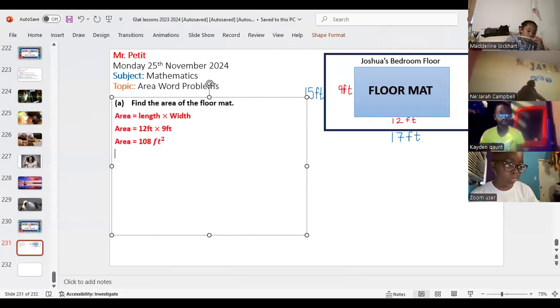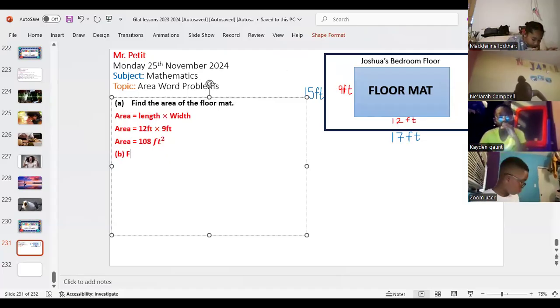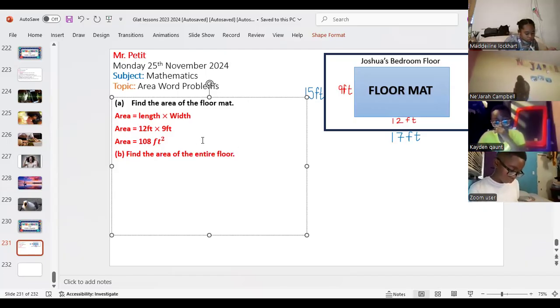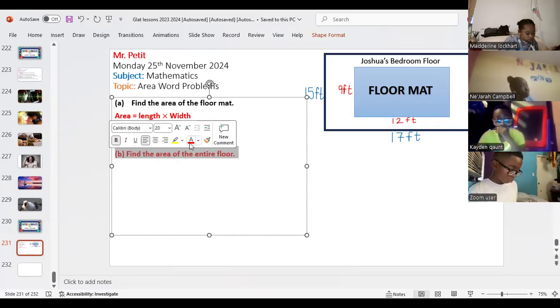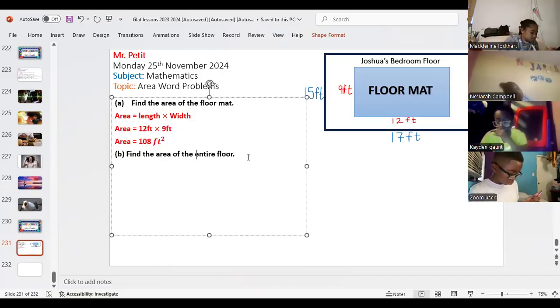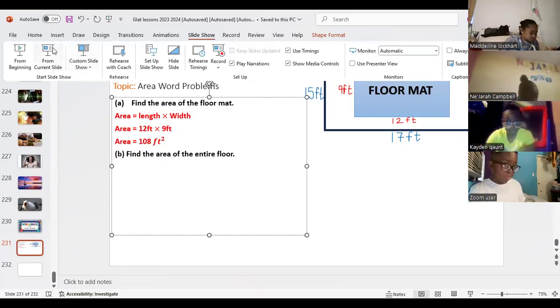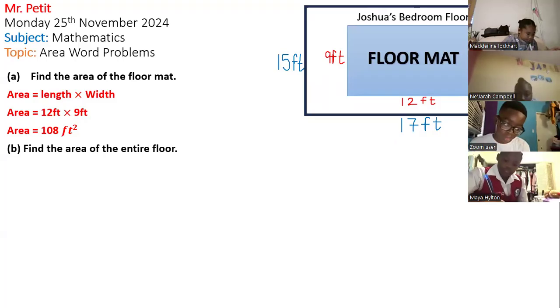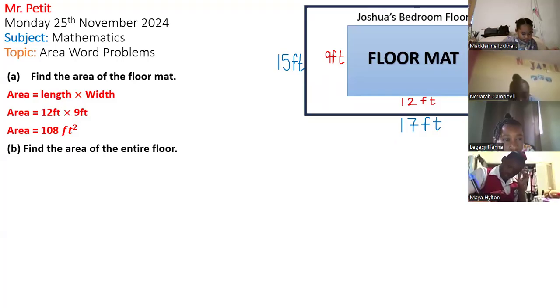Okay, let's move on. The next question is question B. Write this down for me, please. We want to find the area of the entire floor. Anyone think they know how to do that one? Length times width times height? No, it's still a two-dimensional object.